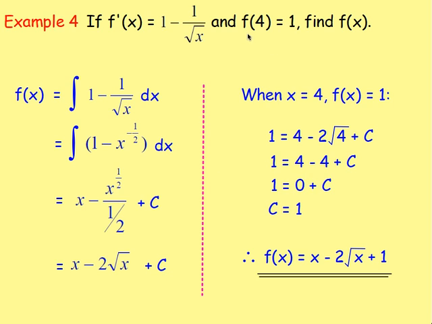But it's also telling you that f of 4 is equal to 1. So in other words, instead of f of x, we have f of 4. So we're replacing x with 4, and when you do that, your function is going to be equal to 1. So replace x with 4 here: 4 minus 2 root 4 plus c, and that is equal to 1. Again, c is the only unknown, so you can solve that. Once you know what c is, you can substitute it in to get your particular solution right here.